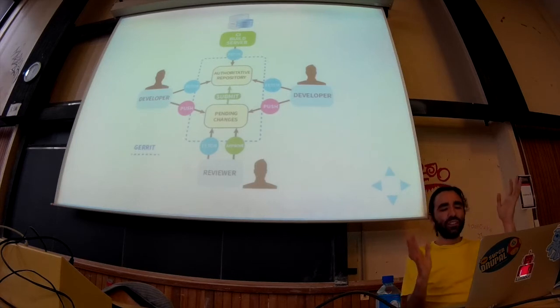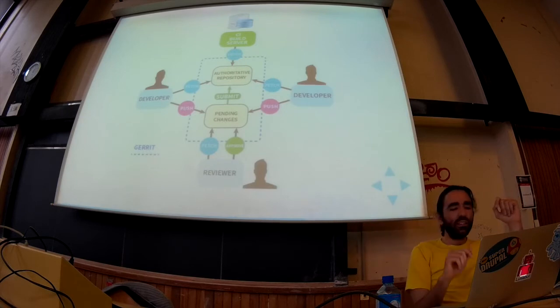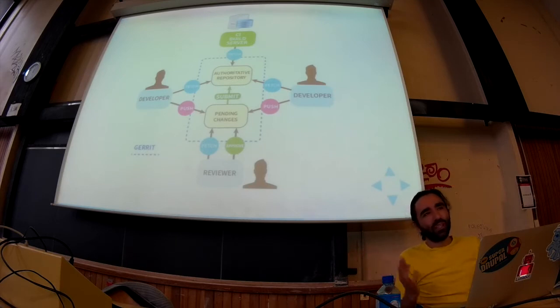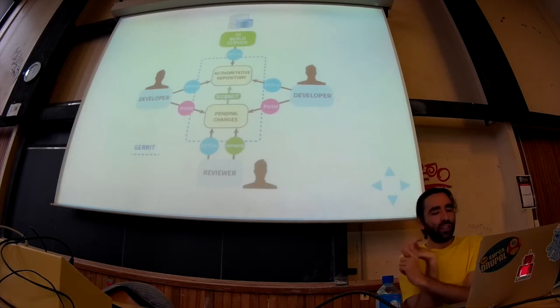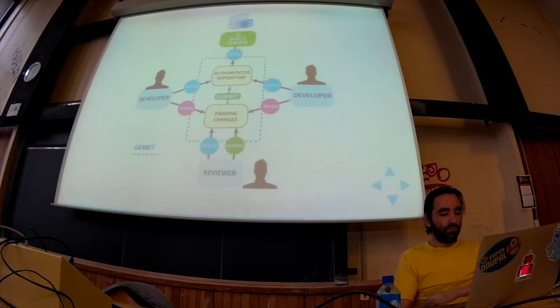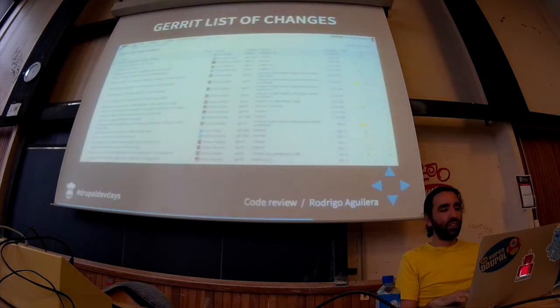In this workflow, when the submit is approved, like the green, by the reviewer, the code gets merged into the repository. If it can be automatically merged and rebased, things like that, it's done by Gerrit. And you have granular permissions, you can have roles if you want to. And yeah, you can integrate the continuous integration tool.